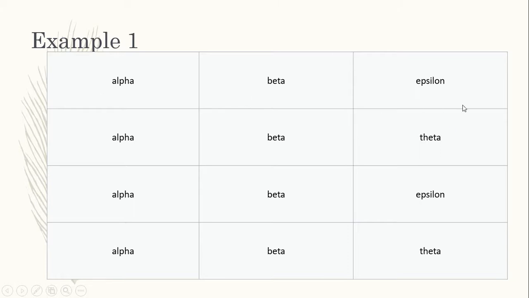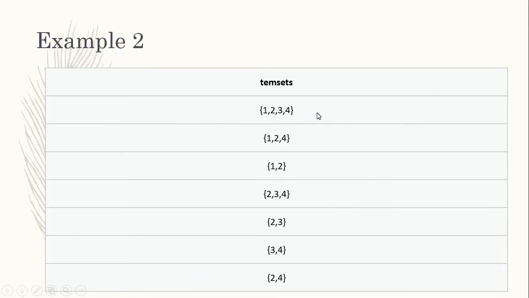The same as for epsilon, theta also occurs 2 times. So it indicates 50% of the sets with alpha, beta and theta. So this will be 50% and this will be 50%. Now this is for the association rule. We can illustrate this through a variety of association rule examples. Okay, now let's start with one example.